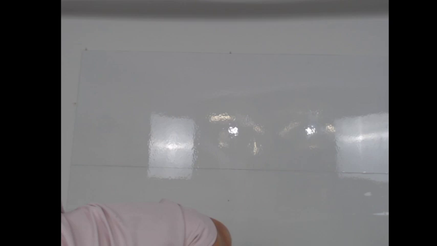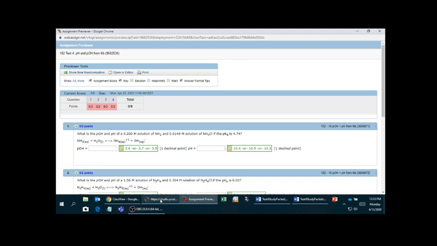So I've got a request to do the pH and the pOH from pKb and Kb, which is the number one question on that WebAssign homework. So I brought the WebAssign so this way you can see what it is. Question is, if you're given a 0.2 molar solution of ammonia and a 0.0149 molar solution of ammonium chloride with a pKb of 4.74, what's the pOH and what's the pH?